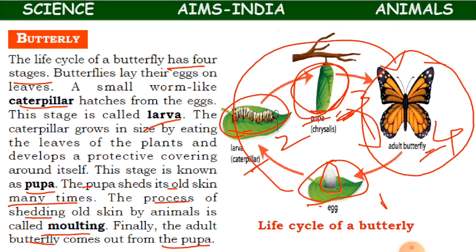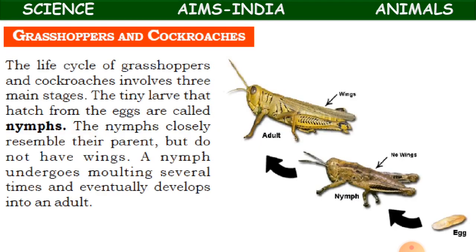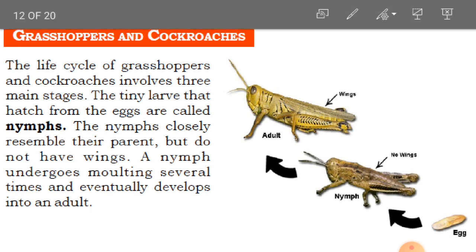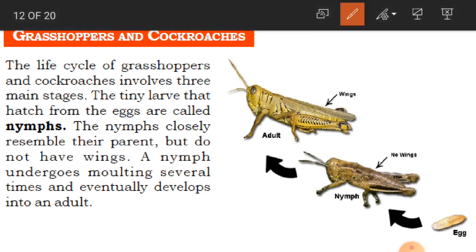Okay, now we'll see the next animal. Here we have some insects. The life cycle of grasshoppers and cockroaches involves three main stages. You can see here in the picture, children, this is a grasshopper.